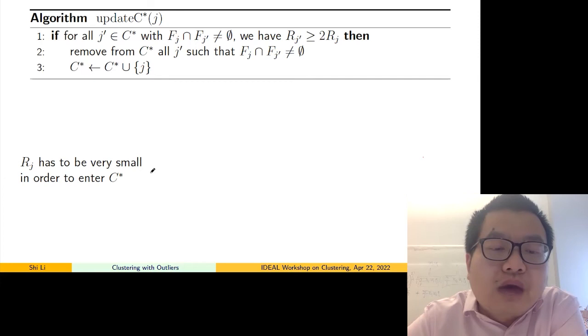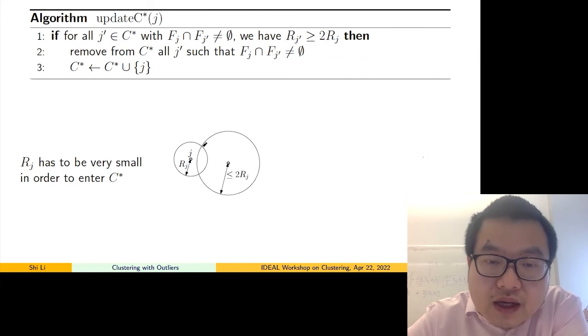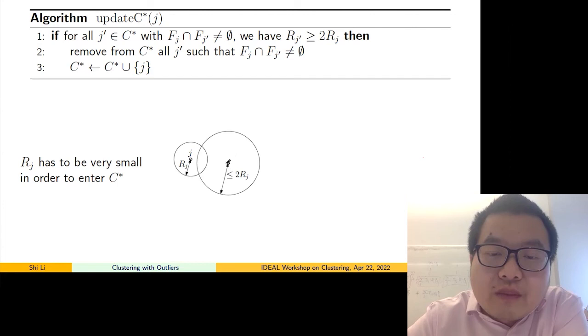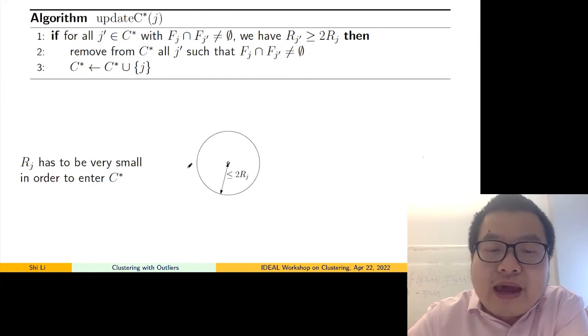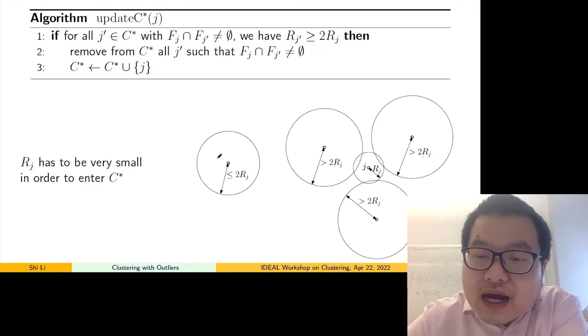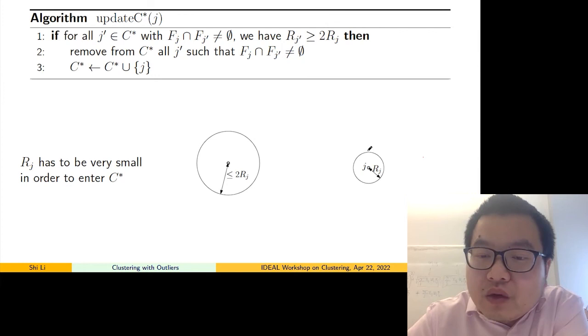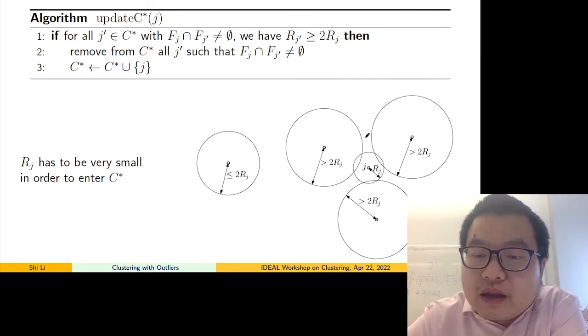Okay, so for example, if this is J and this is another client that's already in C star, but the radius of the ball is not too big, it's at most Rj, then we don't add J to C star. So we do nothing. In the other case, all the overlapping balls have radius at least 2 Rj. Then we add J to C star and remove all the other balls that overlap with Fj. Okay, so this is update C star.